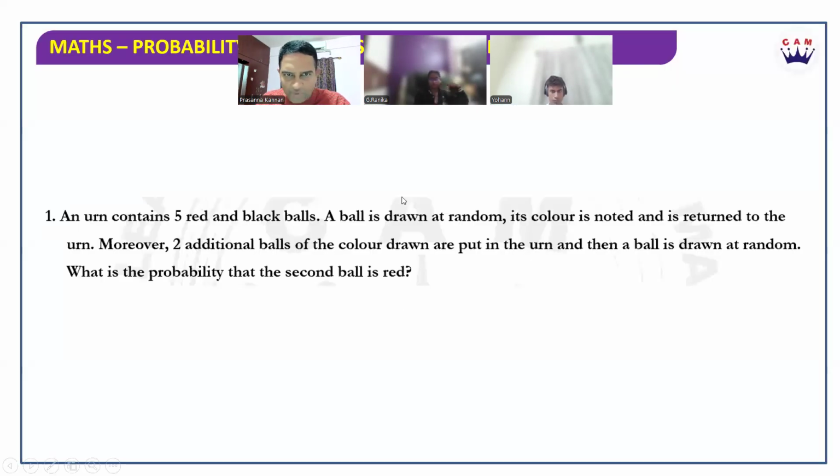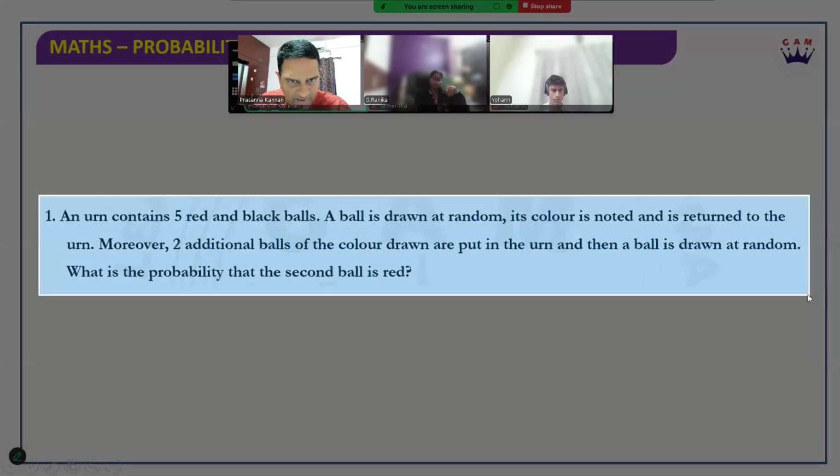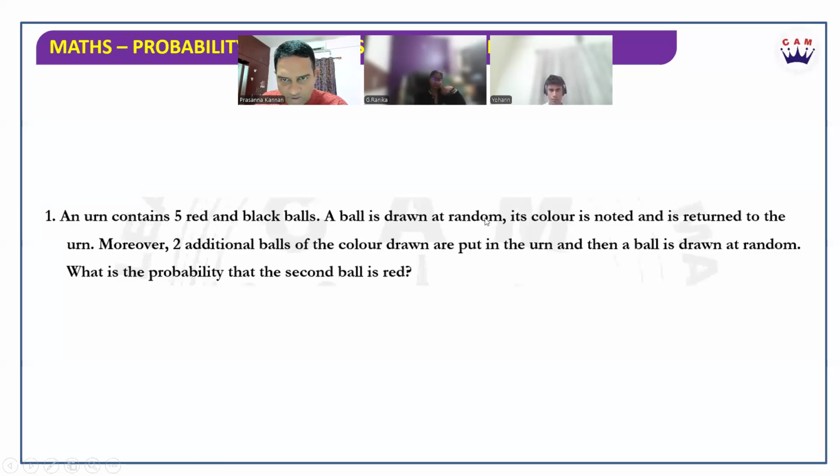You can just look into this question now. An urn contains 5 red and black balls. A ball is drawn at random. Its color is noted and it is returned to the urn. Moreover, 2 additional balls of the color drawn are put in the urn and then a ball is drawn at random. What is the probability that the second ball is red?